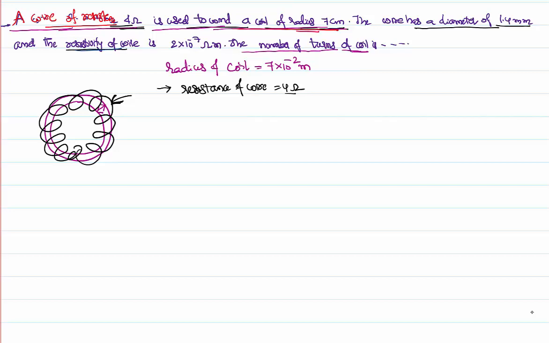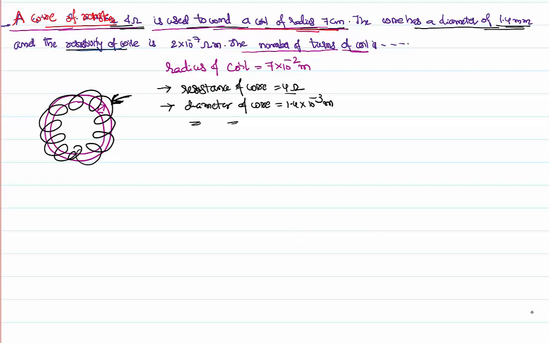That's also having a circular cross section. That has a diameter. So be careful. What I am talking about is not the diameter of the coil, rather it is the diameter of this wire. Diameter of wire is 1.4 millimeter, that is 1.4 into 10 power minus 3 meter.